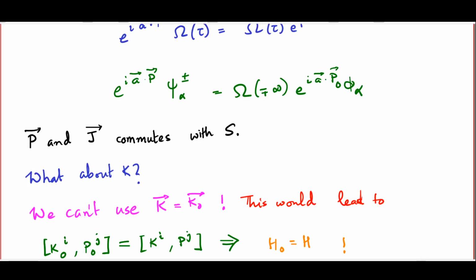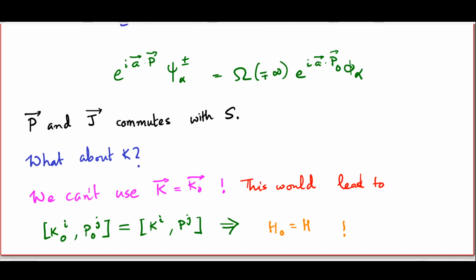is actually related directly to the Hamiltonian. And if we assume that K is the same as K0, given the fact that P is already the same as P0, K0i and P0j's commutator would have to be the same as Ki and Pj, and that would have implied that H0 is the same as H. In other words, there are no interactions whatsoever. Of course, a theory without interactions of a bunch of particles would definitely obey Poincare invariance. But that is a rather trivial case which we are not really interested in. We are interested in a case where H0 and H are different.